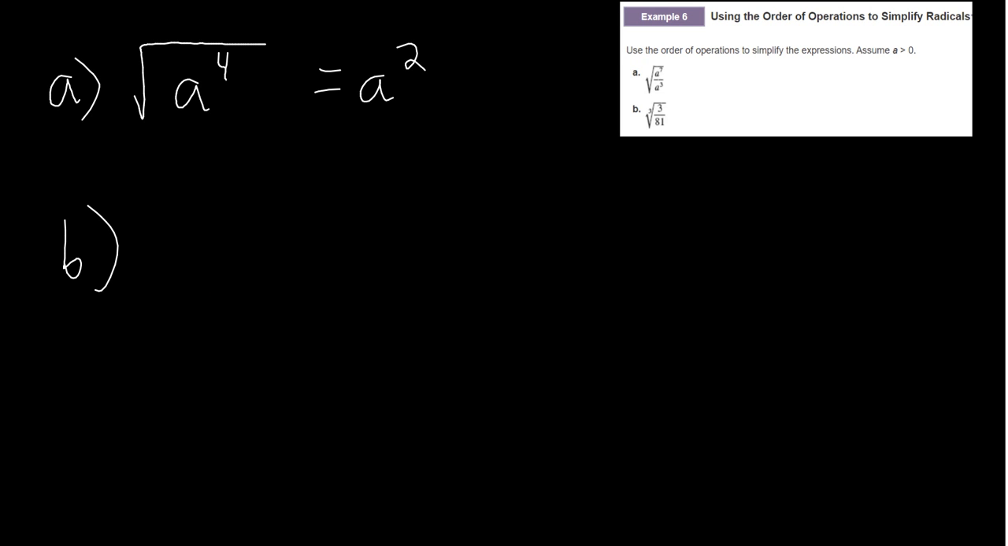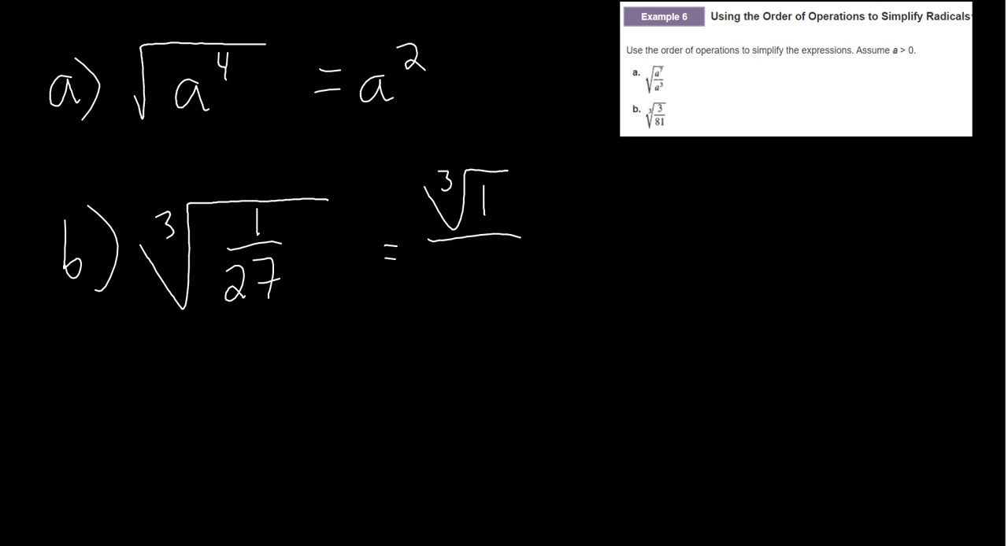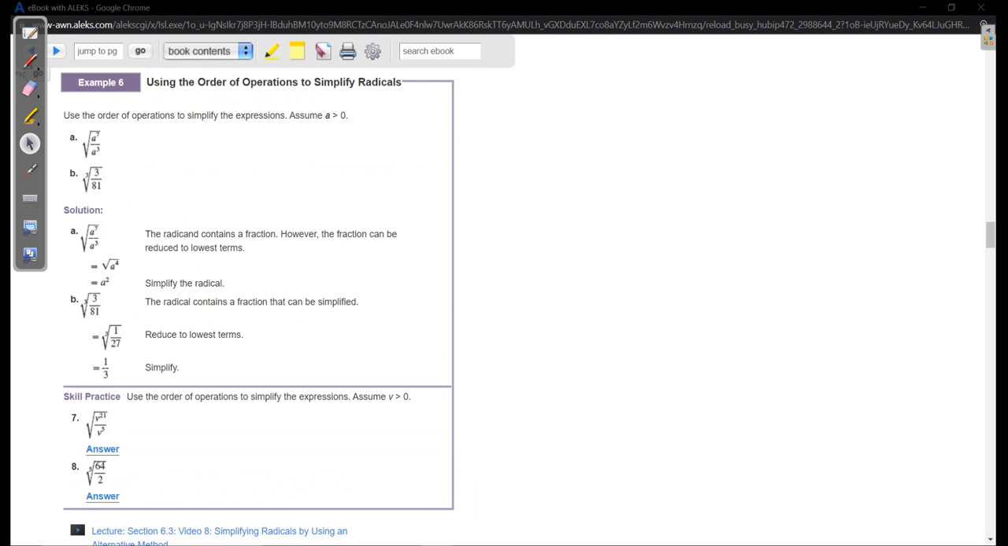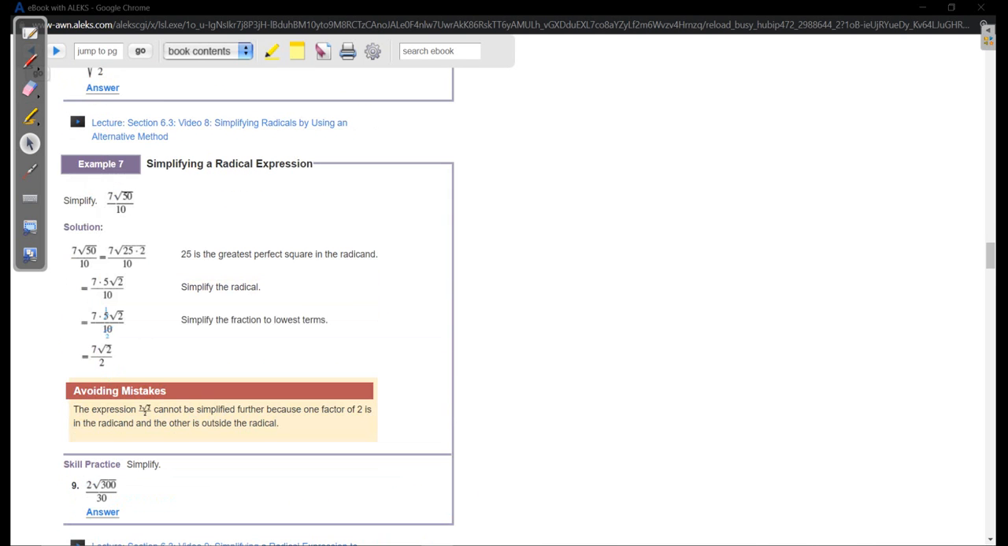And b, if we want to do it the same way, we're going to take the cube root of this fraction, which reduces down to 1 over 27. Then we can take the cube root of the numerator, cube root of 1, over the cube root of the denominator, which is 27. The cube root of 1 is just 1, and the cube root of 27 is 3. So we have 1/3. Pretty easy stuff. I didn't do B. Oh, I did do B. That was pretty quick.